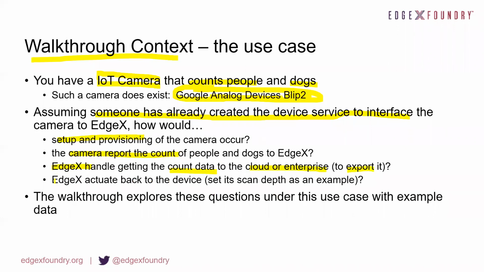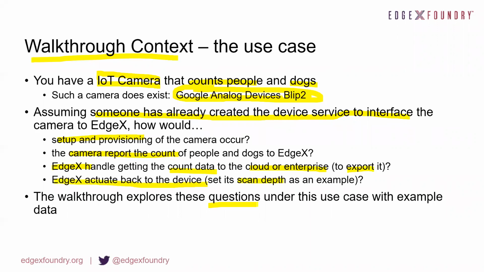And we'll see how EdgeX would actually actuate back down to the device. Say, for example, if somebody wanted to trigger what's called the scan depth, or how far out the camera looks, we'll actually see what something like that API would look like. Again, we don't have a real device, but if that device was attached and if this API was called, the camera would actually be able to set or refocus itself to be able to look at a street corner in a slightly different way. So the walkthrough explores these questions along with some others, as we'll talk about.